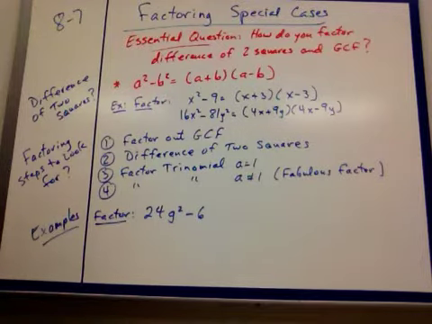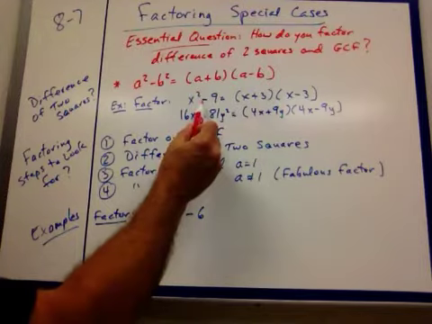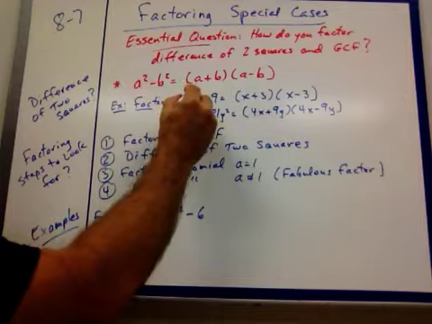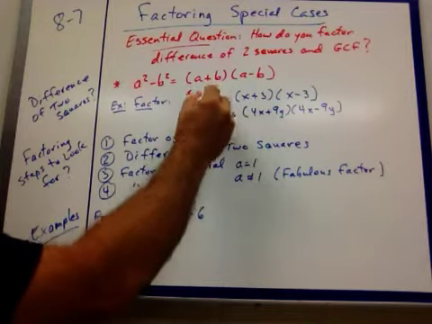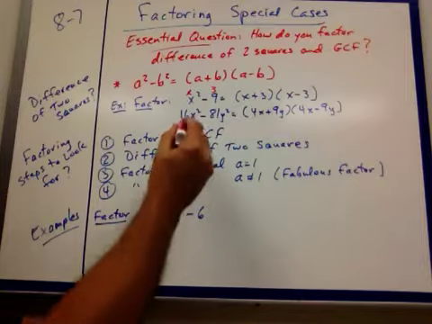How does that work? Well, let's take a look here. X squared minus 9. I've got a difference. Are they both perfect squares? What's the square root of x squared? X. What's the square root of 9? 3. X plus 3, x minus 3. Just plug them in. Okay?